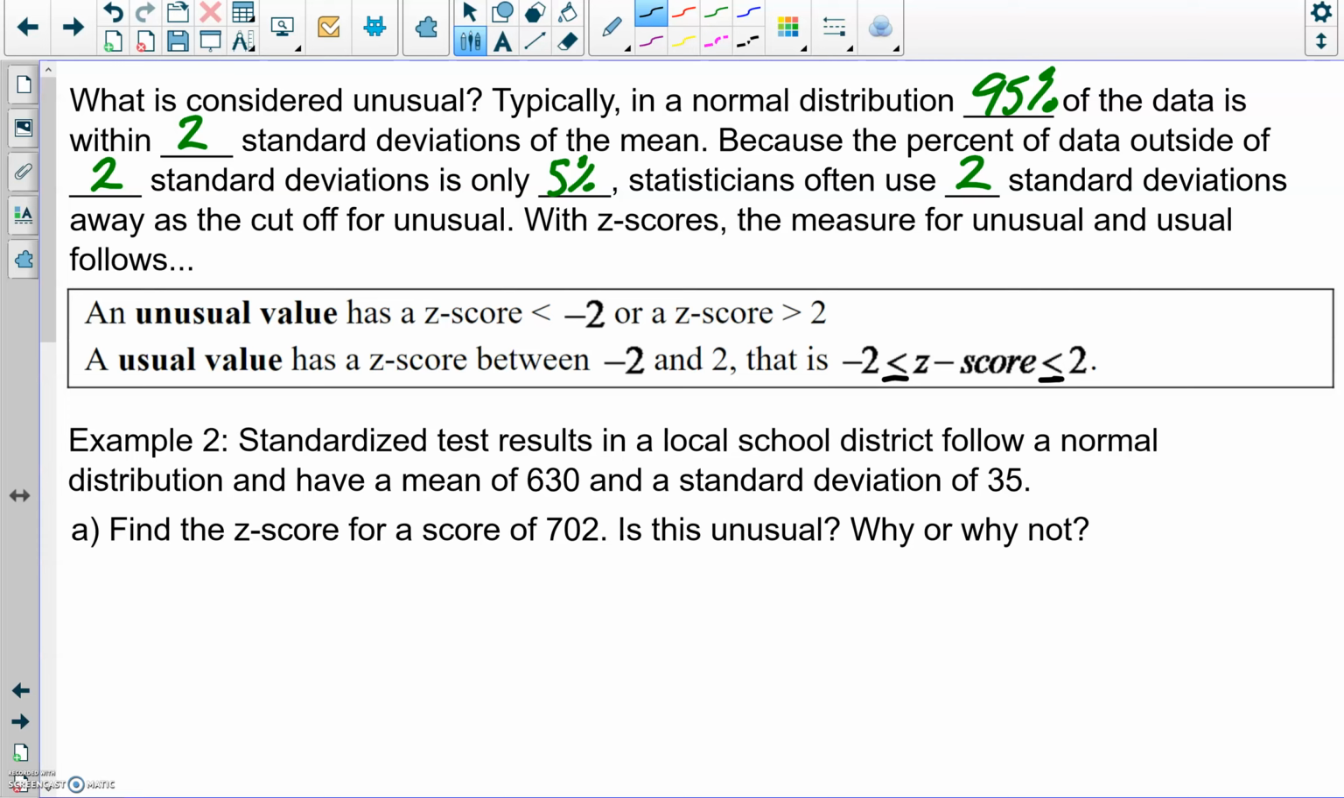So standardized test results in a local school district follow a normal distribution and have a mean of 630, standard deviation of 35. So kind of back to that one problem that we saw before. So what I want you to do is pause this video and answer the questions that follow using the z-score formula.